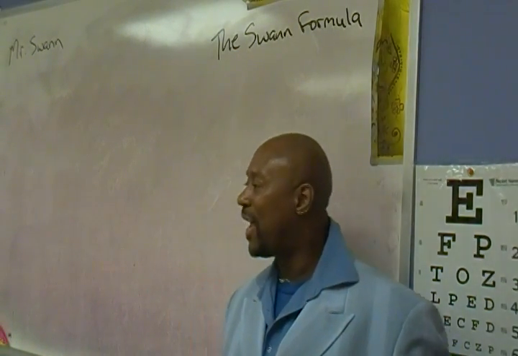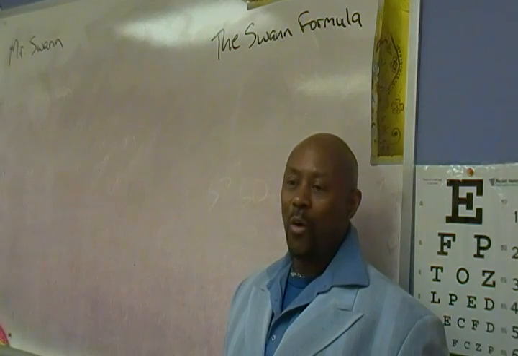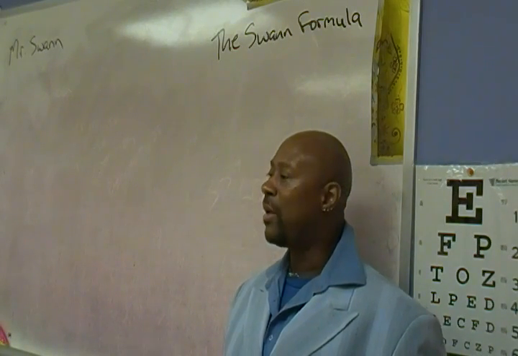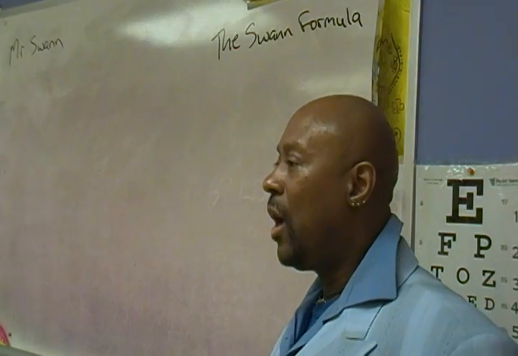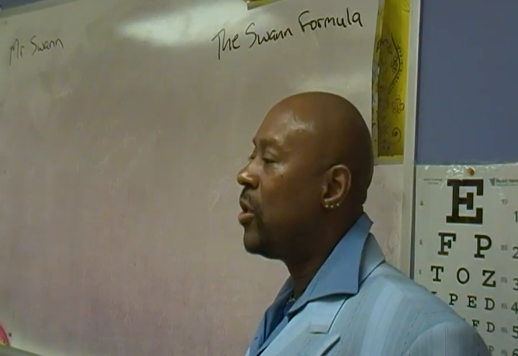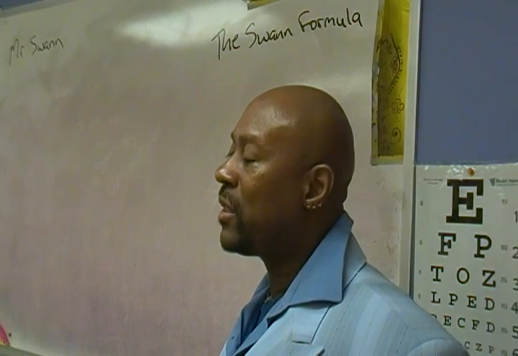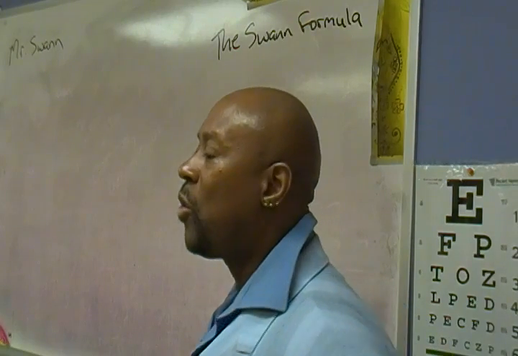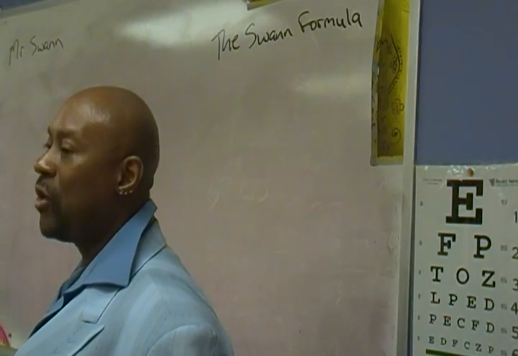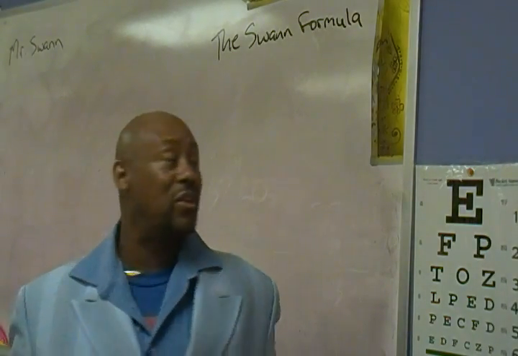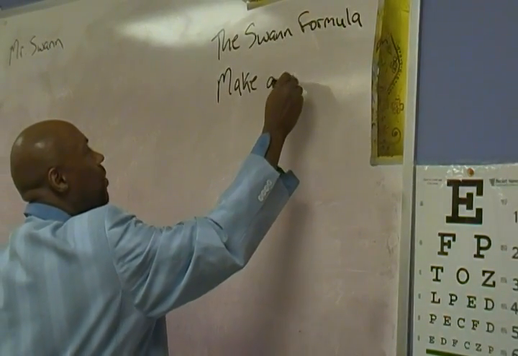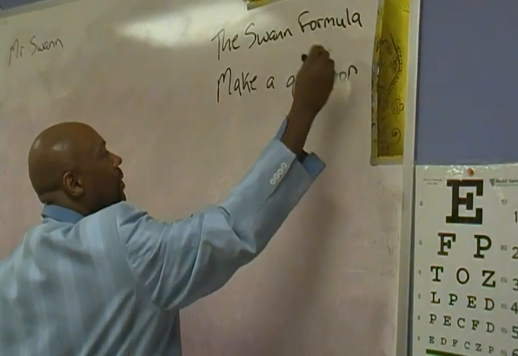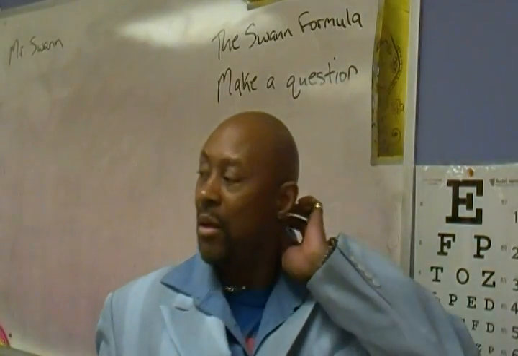The first step, let me break this down to y'all. They call it an essay question, but it's not always broken down as a question. Sometimes they make it a question, sometimes they don't. Sometimes they might state, in 250 words, talk about yourself and your various accomplishments. There's no question in that at all, so you don't have anything to answer. So the first step of the Swann formula is make a question. That's the first thing you do.